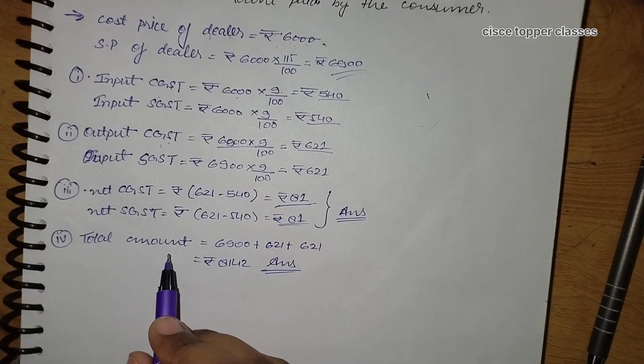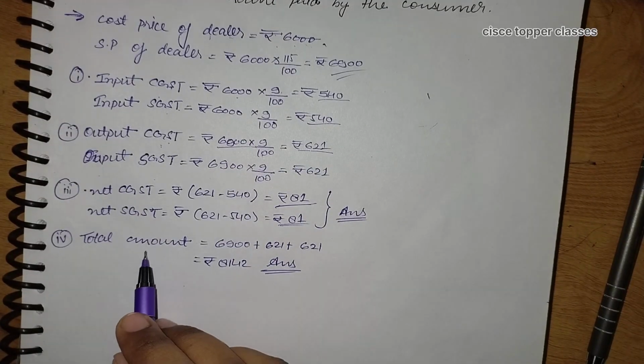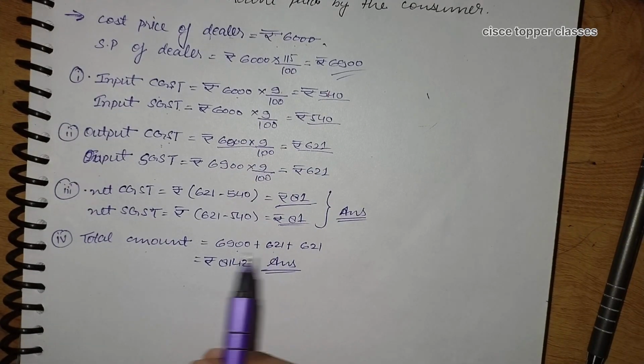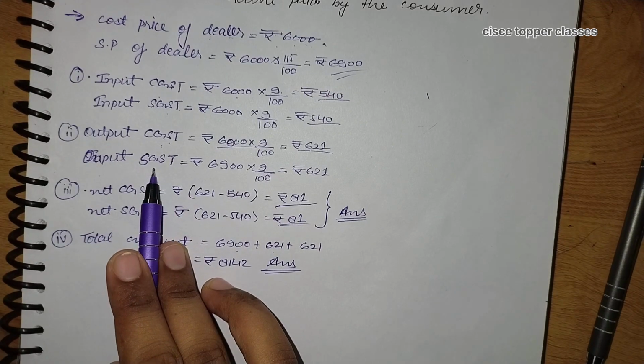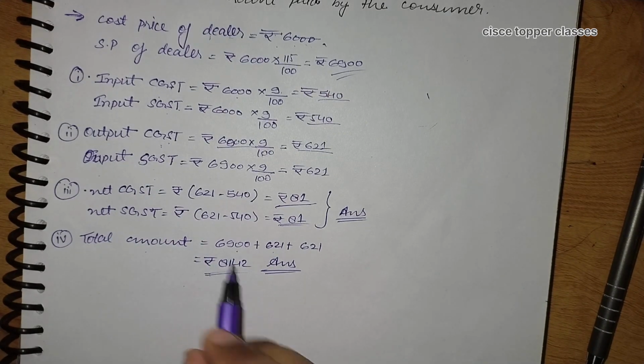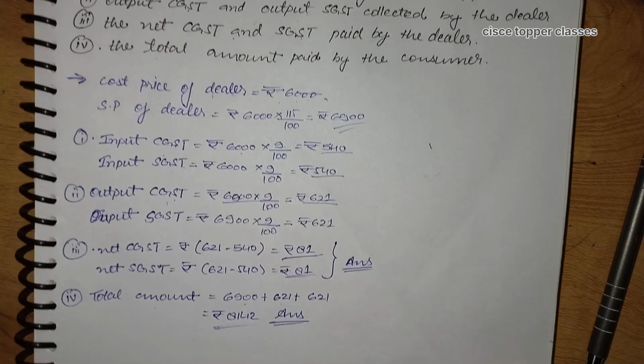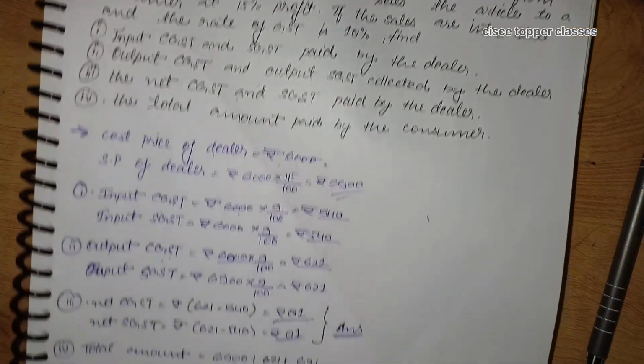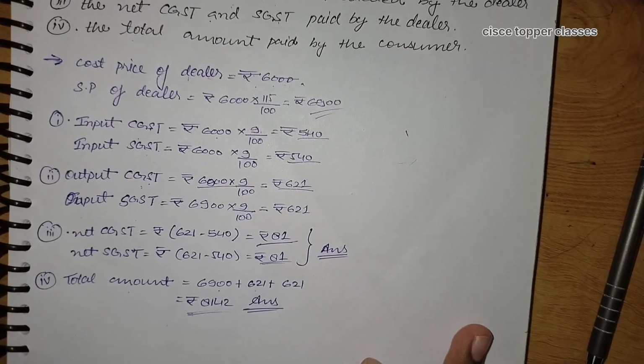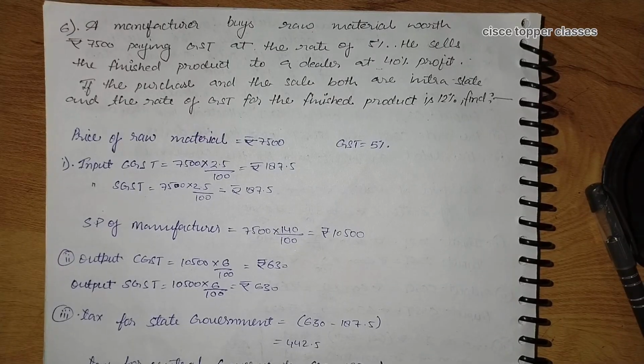If we write the total amount paid by the consumer, as asked, then it will be the selling price plus the output CGST and output SGST. So this is the answer here in this question, and this is the solution of question number 5. And this is the final answer in this question. Now let us solve question number 6.